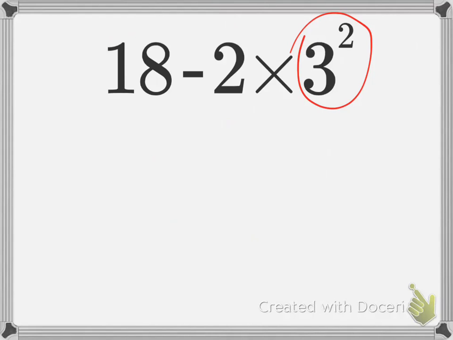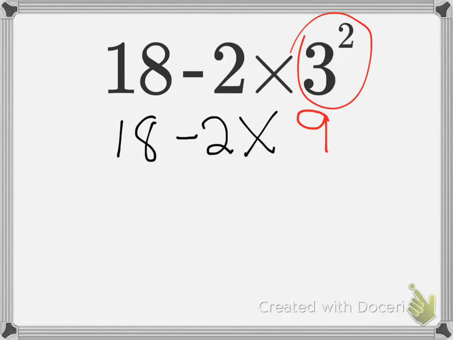So what I end up with when I square the 3 is I see 18 minus 2 times 9. So 3 squared is 9. Now, in order of operations, multiply and divide come after exponents, and you do those in order from left to right. I don't have any divide, but I do have multiplication. So I want to multiply the 2 times the 9 in the next step, since I do multiplication before I do subtraction.